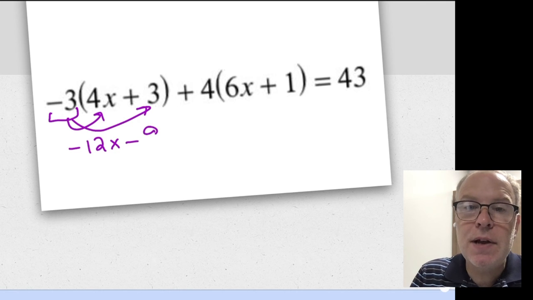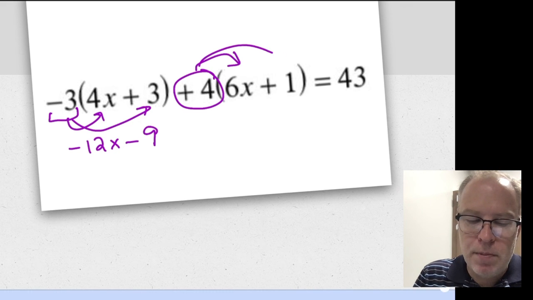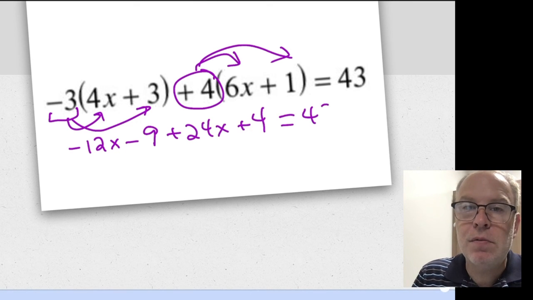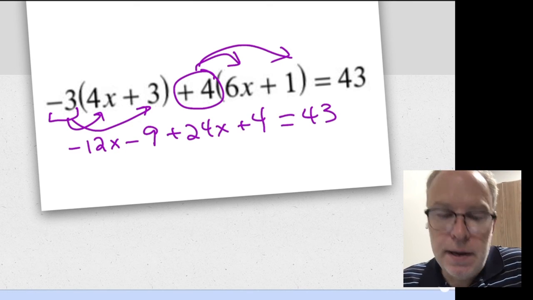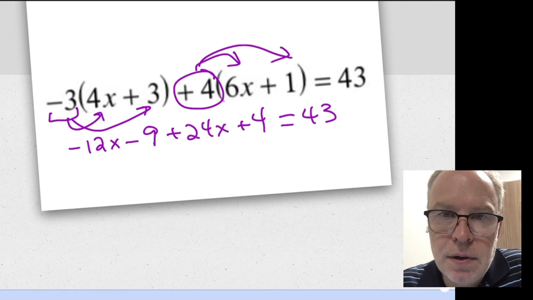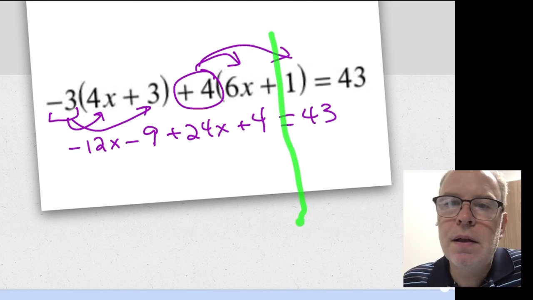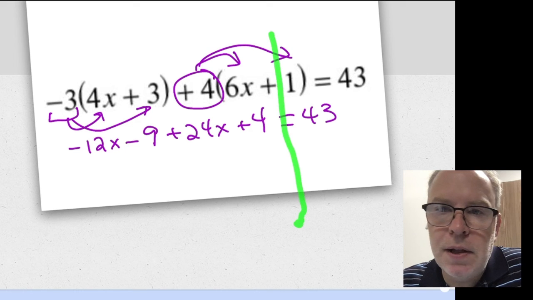There's a danger zone, I like to call it. And then on the second one, I'm going to take the positive 4 and I'm going to multiply it in. 24x plus 4 equals 43. All right, now what do? We don't add 12x. Please don't add 12x. Why not? Because look at this. Here's the equal sign. The x's are all on the left side, so we combine like terms.